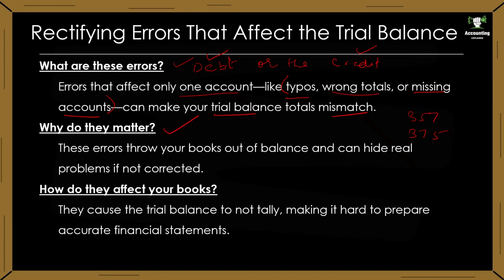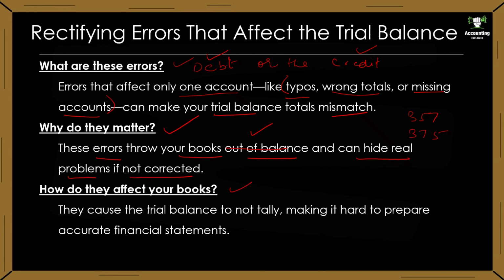Why do they matter? These errors throw your books out of balance and can hide real problems if not corrected. First, your trial balance doesn't tally, so it is out of balance. It is not tallying and can hide real problems. The income you have not taken to the trial balance, we will not know what is the income to the business, that is, the sales to the business.